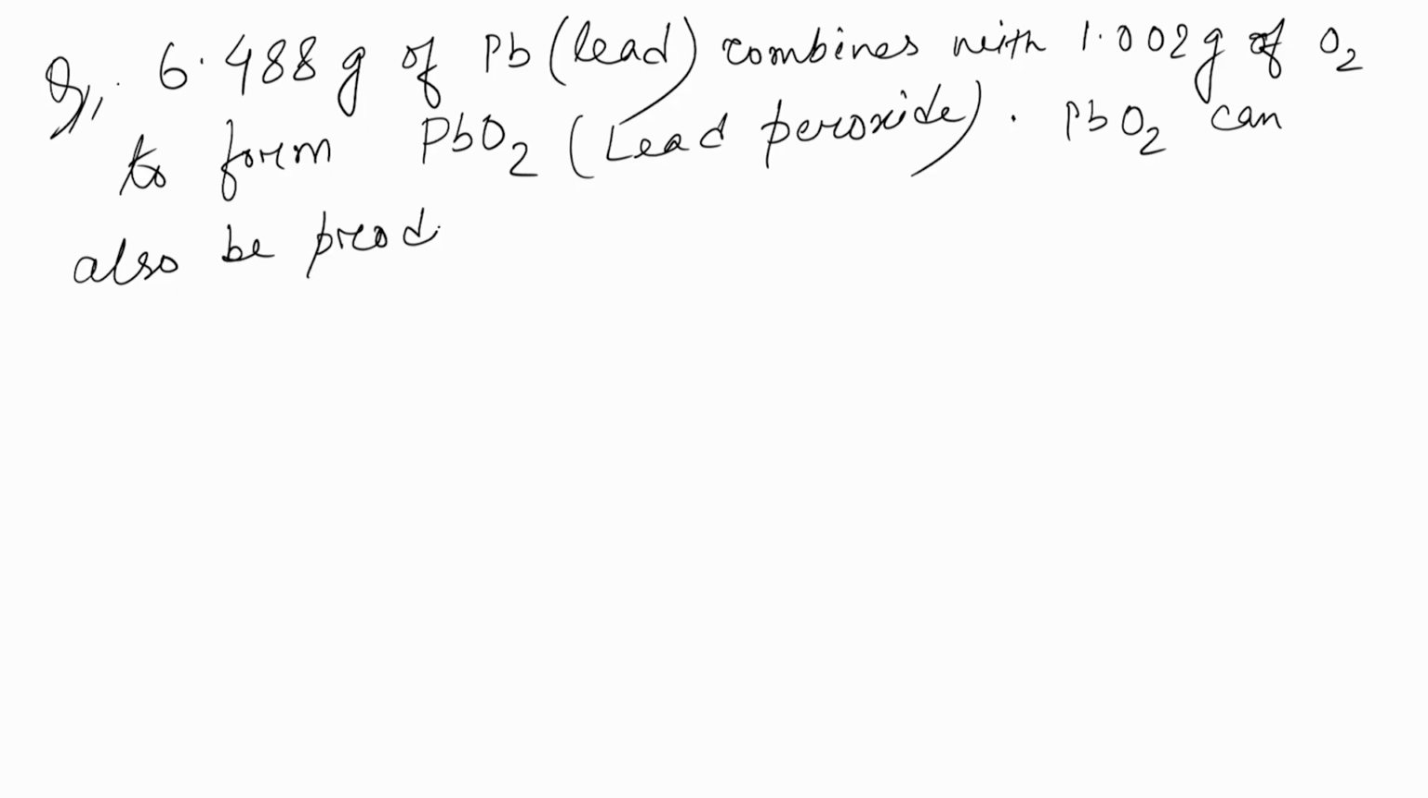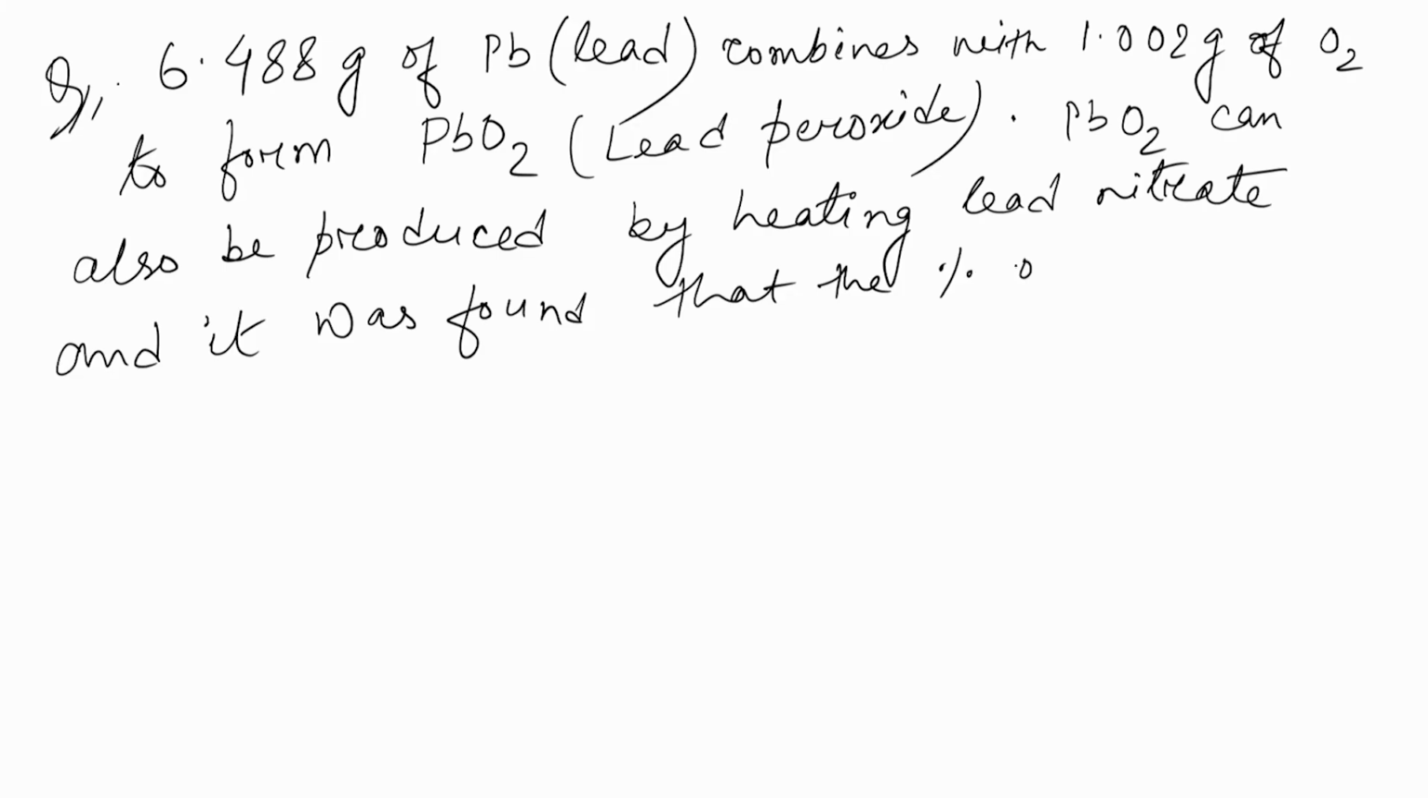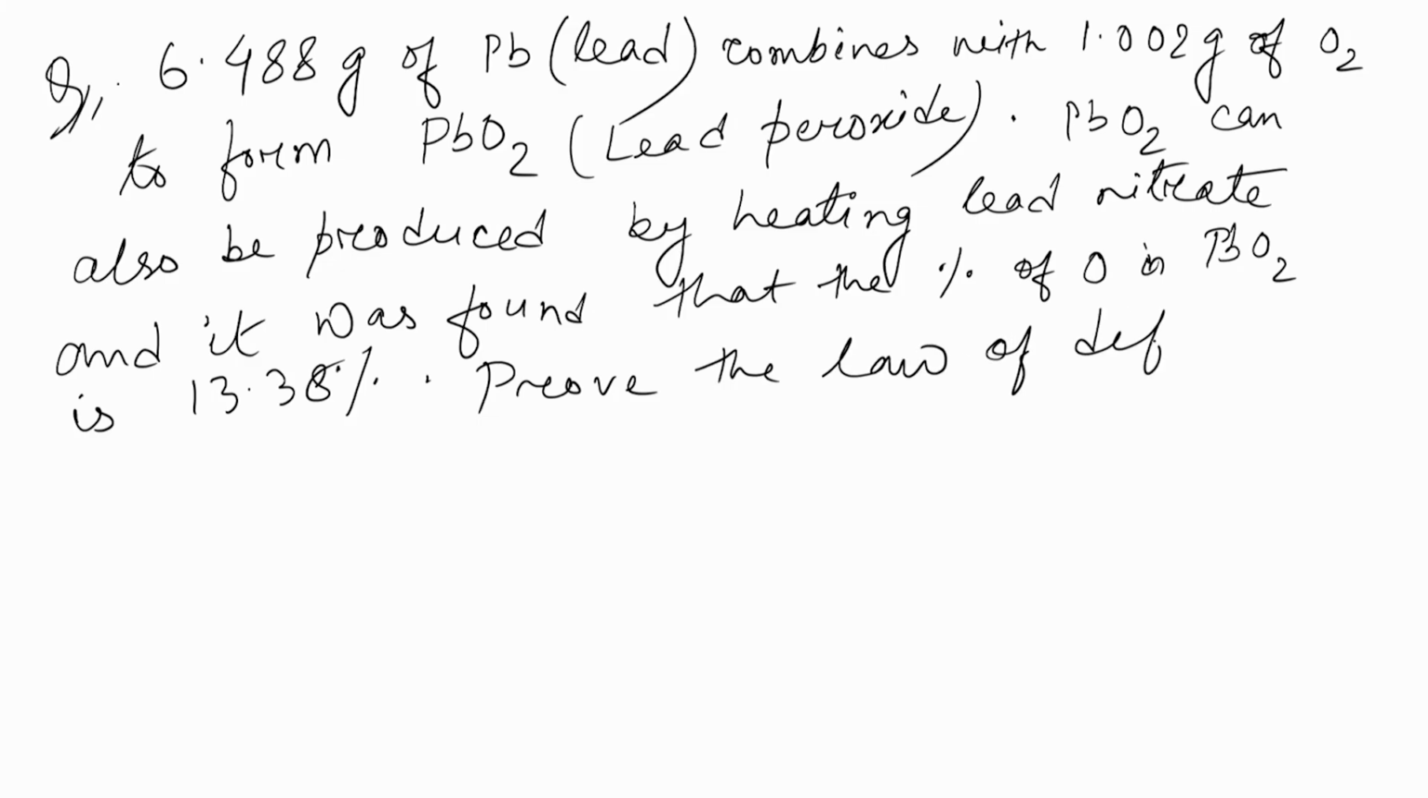can also be produced by heating lead nitrate, and it was found that the percentage of oxygen in PbO2 is 13.38%. Prove the law of definite proportion.